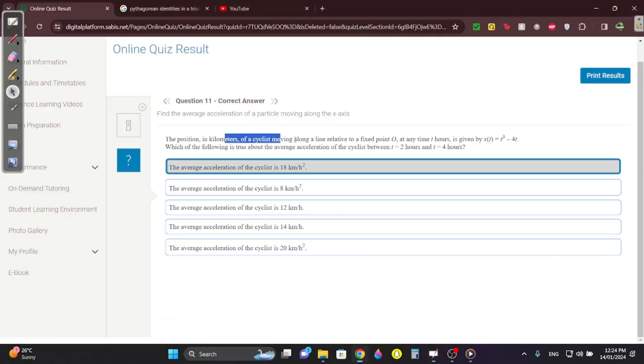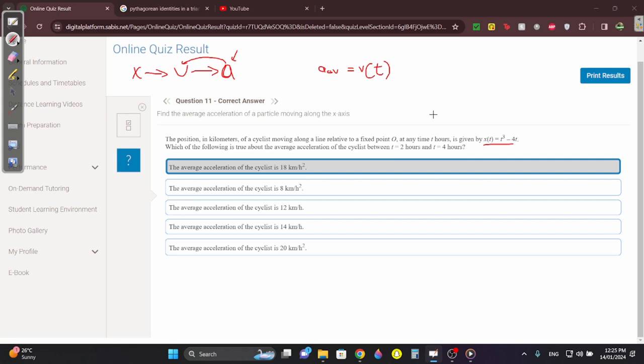For question 11, it's the same thing, but they're asking for average acceleration. For average acceleration, remember the path: it goes from x to v to a. If you want average acceleration, you have to use the equation that's behind it. What's behind acceleration? V. So we have to use v(t). Here they gave us t cubed minus 4t.